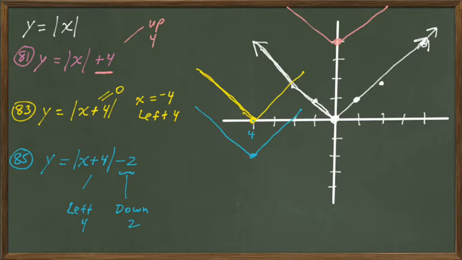See if I can label them. This bluish one is 85. The yellow one is 83. The only other one here is 81, right? Because the white one was my base or original function.